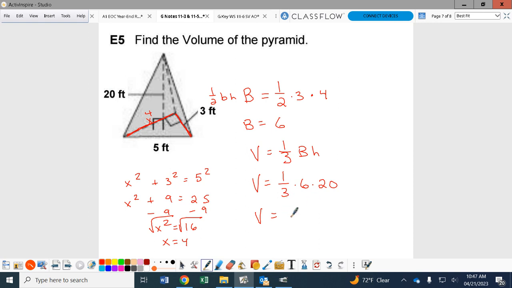Oh yeah, it would be. I thought it would be bigger than that. Because 1/3 of 6 would be 2. 2 times 20 would put you at 40. And that would be feet cubed. Good deal. Nicely done. Anybody have any concerns, questions, anything about that one?